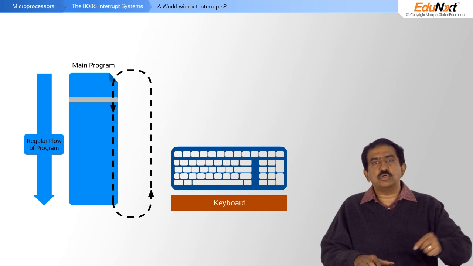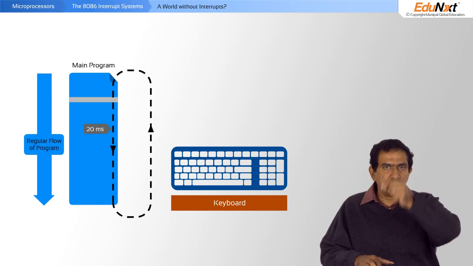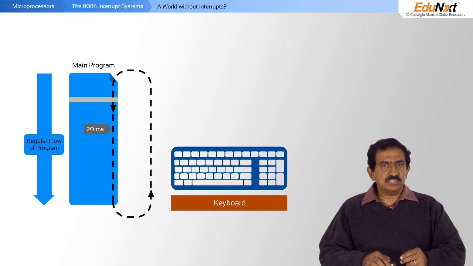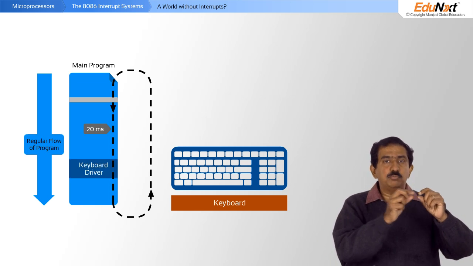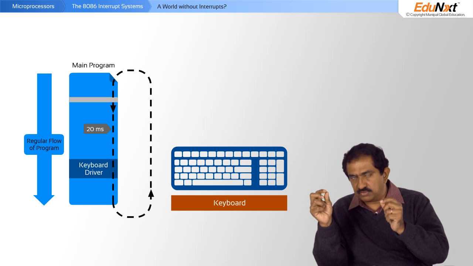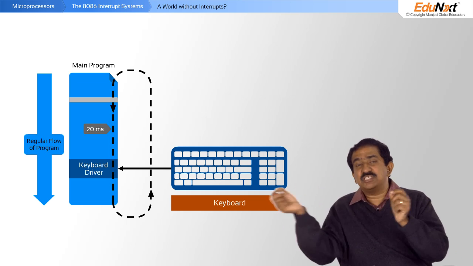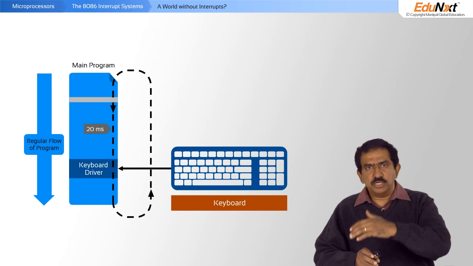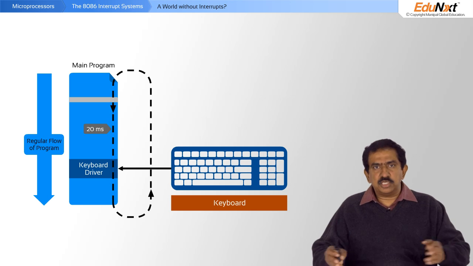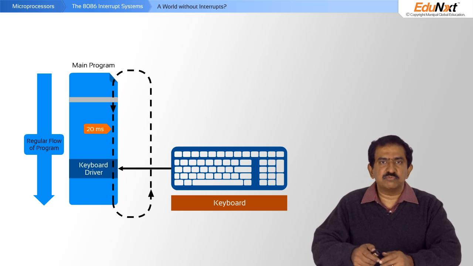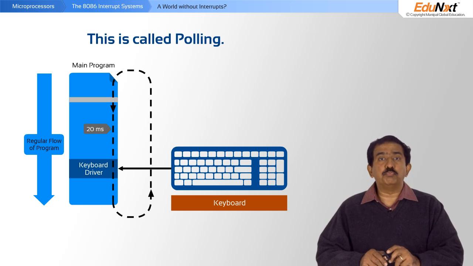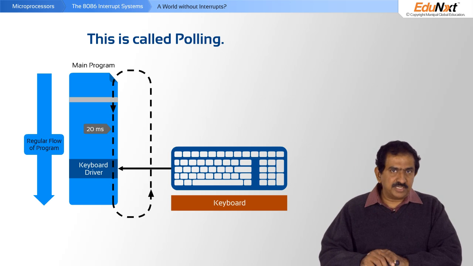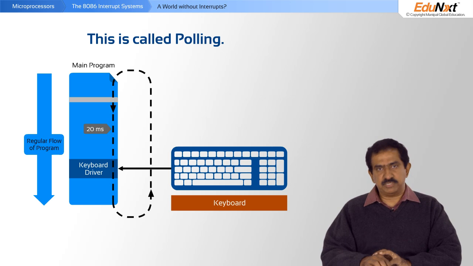Now let's assume it takes about 20 milliseconds for the processor to complete one loop, right from the start to the finish. So as part of this program, you also have a keyboard driver, and this keyboard driver is looking at the keyboard to see if a key has been pressed. In a world without interrupts, the keyboard driver can look at the keyboard once every 20 milliseconds, for example. This is called polling. Here the keyboard driver polls the keyboard once every 20 milliseconds to see if a key has been pressed.